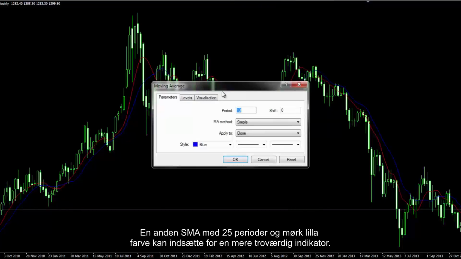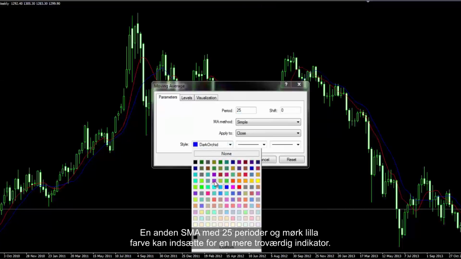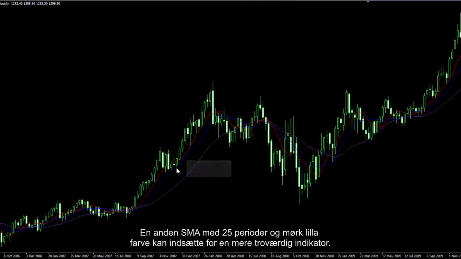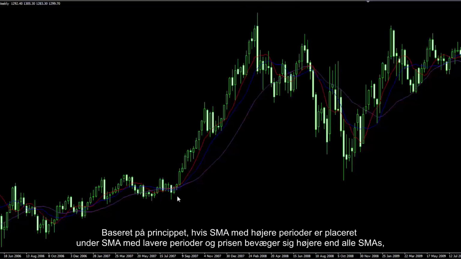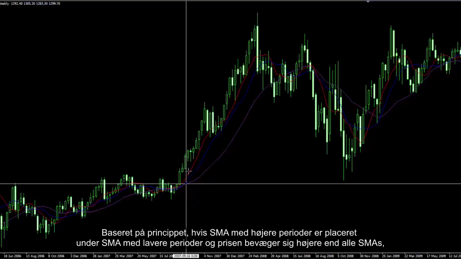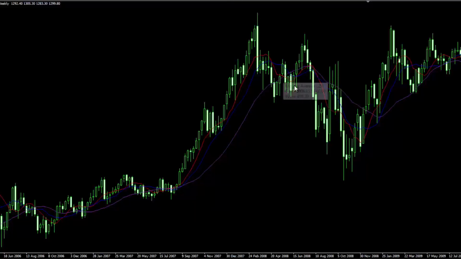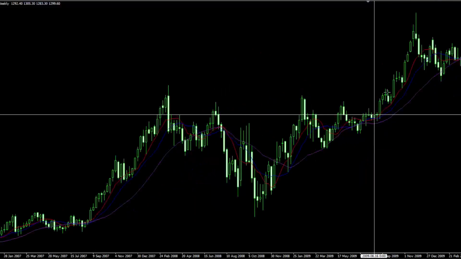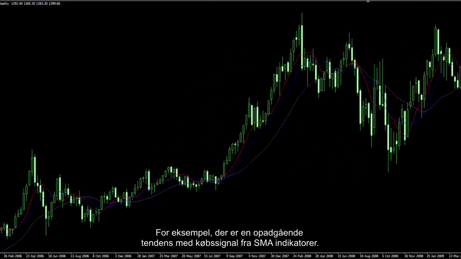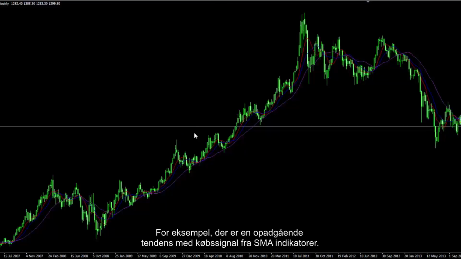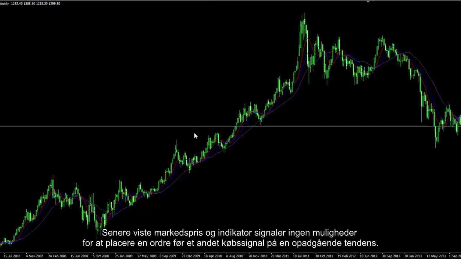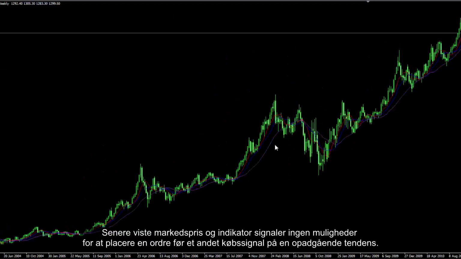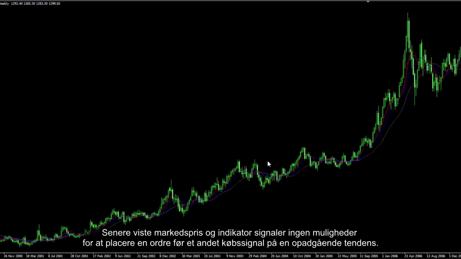Another SMA with 25 periods and dark orchid color can be inserted for more trustworthy indicators. Based on the principle, if an SMA with a higher period is placed under an SMA with a lower period, and the price moves higher than all SMAs, then there would be a good place to order a buy trade. For instance, there is an upward trend with a buy signal from SMA indicators. Later market price and indicator signals did not show any opportunity to place an order until another buy signal on an uptrend.